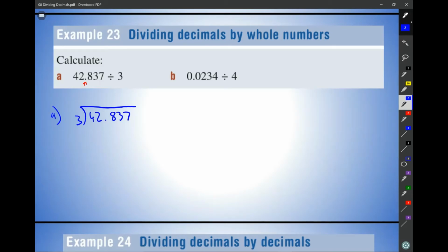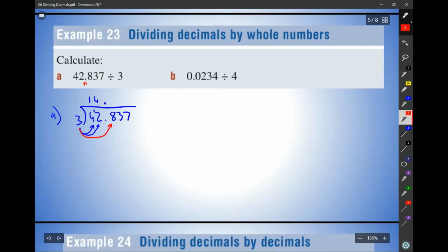So, if you guys don't remember how to do long division, I'm going to show you it here by hand. We take our 3 and divide it by 4. 3 divided by 4 is 1, with 1 left over. Now 3 divided by 12 is 4. Our decimal point stays in the same spot.